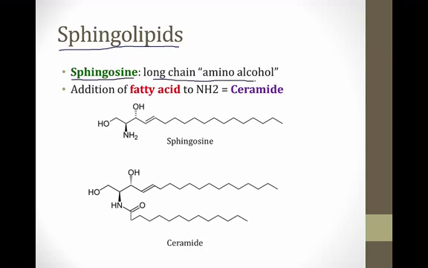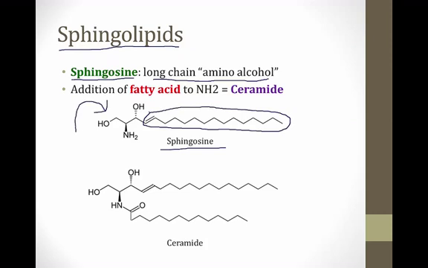Sphingosine is a long-chain amino alcohol. This is the structure of sphingosine on the screen. You can see that most of it is carbon and hydrogens, much like a fatty acid. However, where a fatty acid would contain a COOH group, sphingosine contains two hydroxyl groups and a nitrogen group. And all sphingolipids contain the structure of sphingosine.